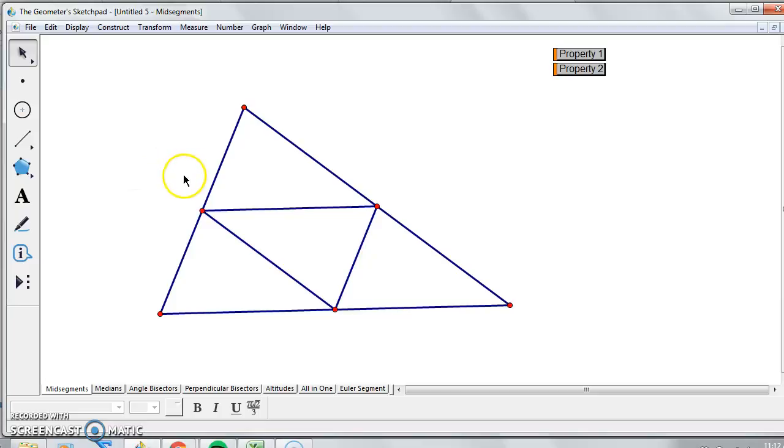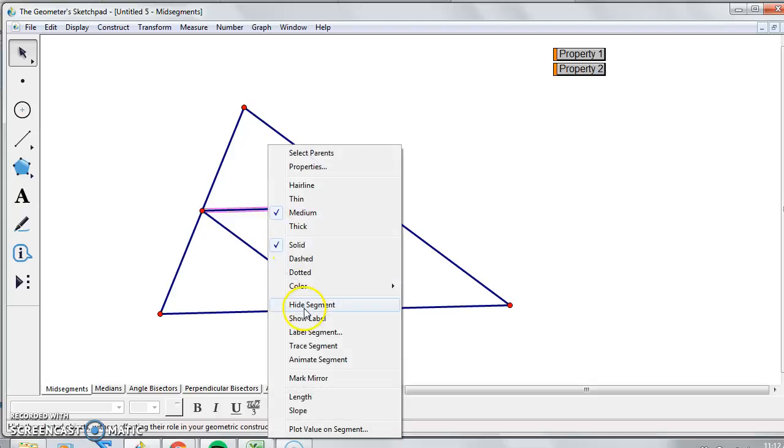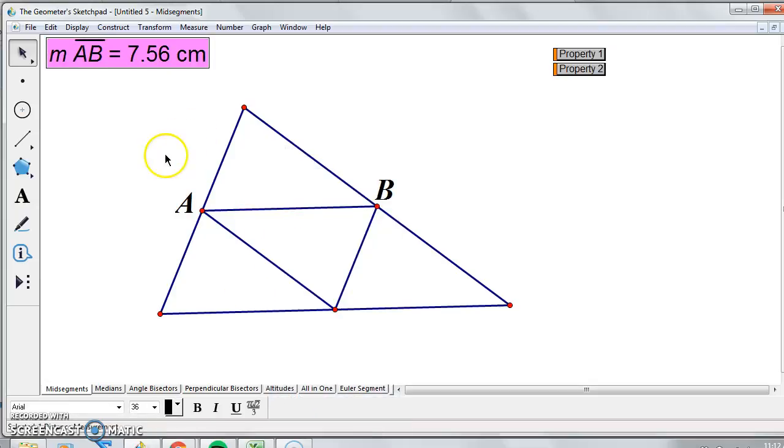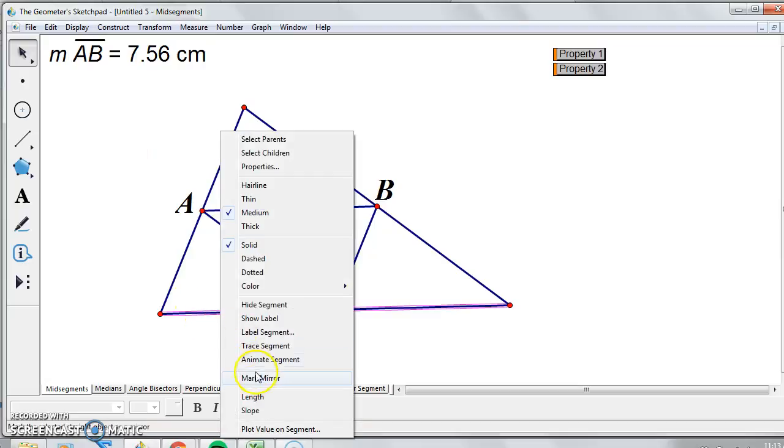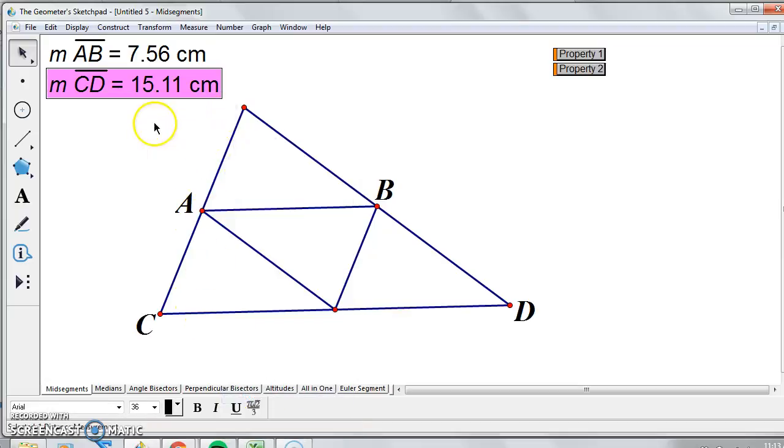So a couple of things about the mid-segments. If I take this particular mid-segment, you can see that I'm going to copy it. There's the length that I can see that it's the same length as that one and that one together. So altogether, the distance of this one, let me get rid of that. Another way to look at it is if I measure this segment right here, the length of it, I can see that it's 7.56. The length of this one is 15.11.